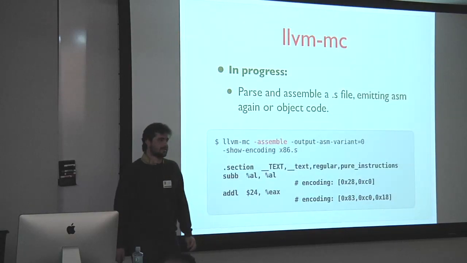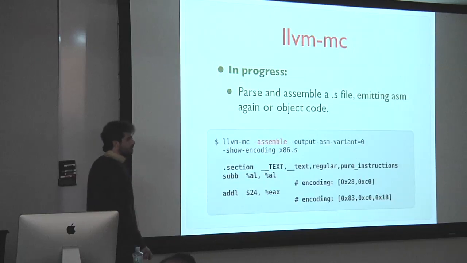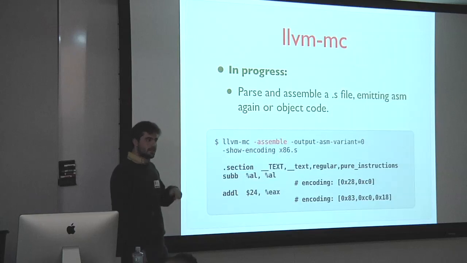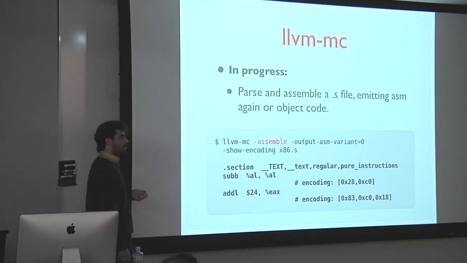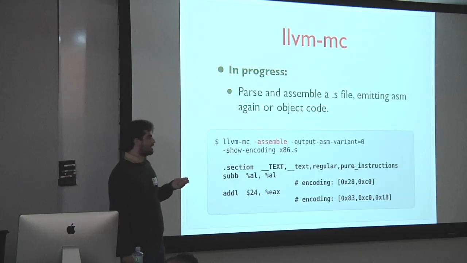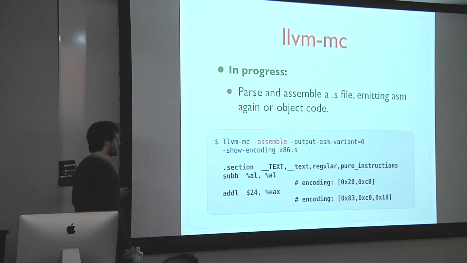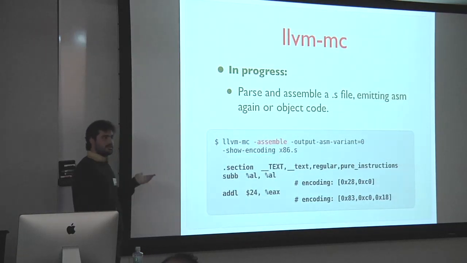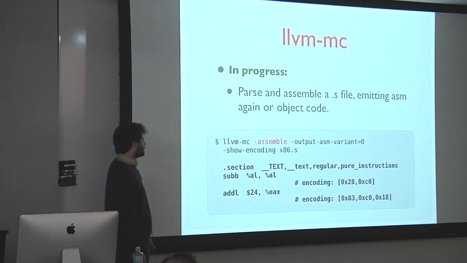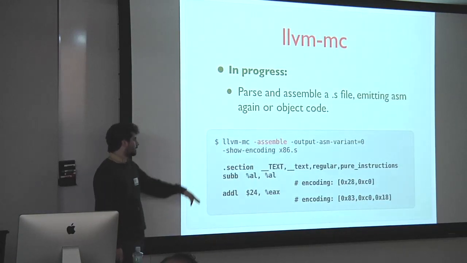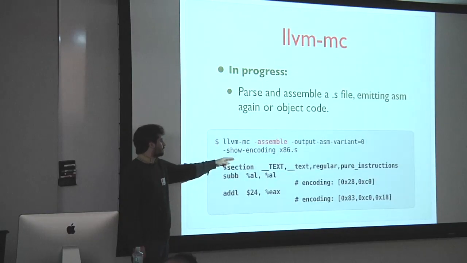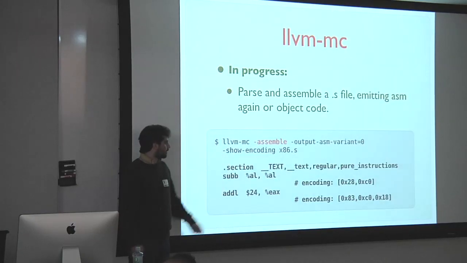We can actually parse and assemble .s files. From this parsed .s file, from the representation we have, we can emit again the assembly file or object code. And we can emit the assembly file again in a different syntax. So for example, for x86, we can parse an Intel ASM file and dump an AT&T assembly file. So this is just an example of this working. We can assemble from the input of a .s file and show the encoding for the instructions.